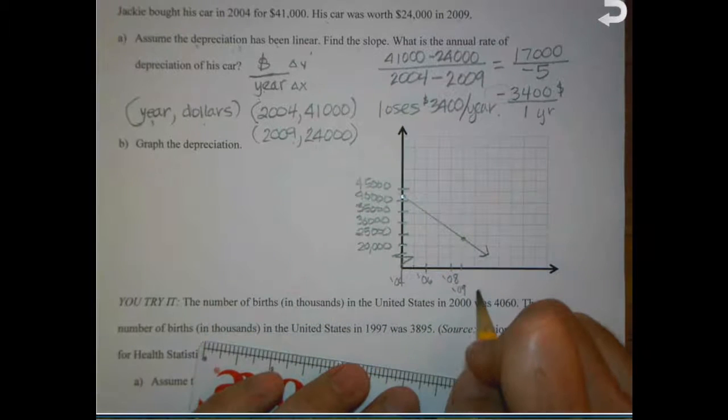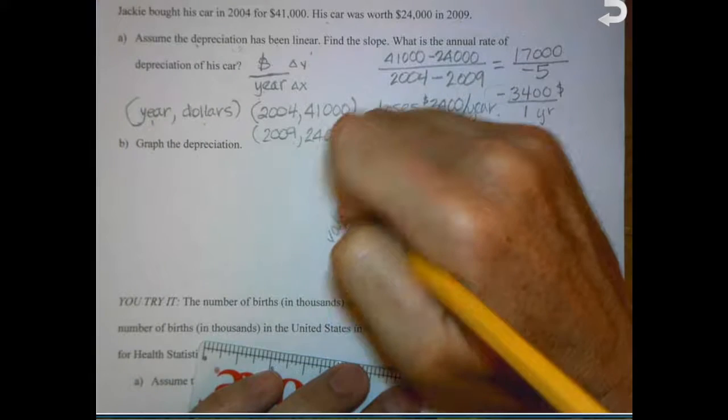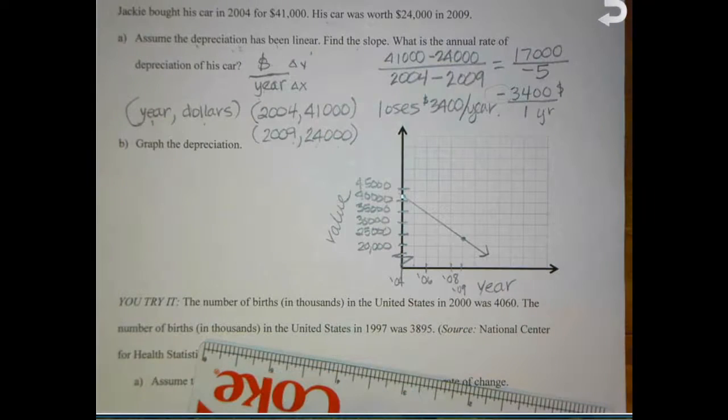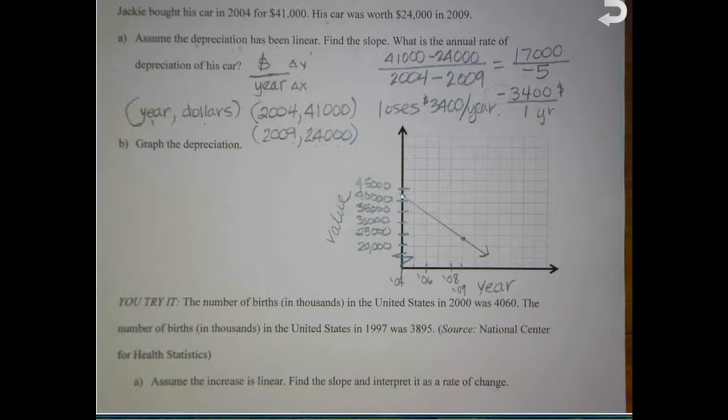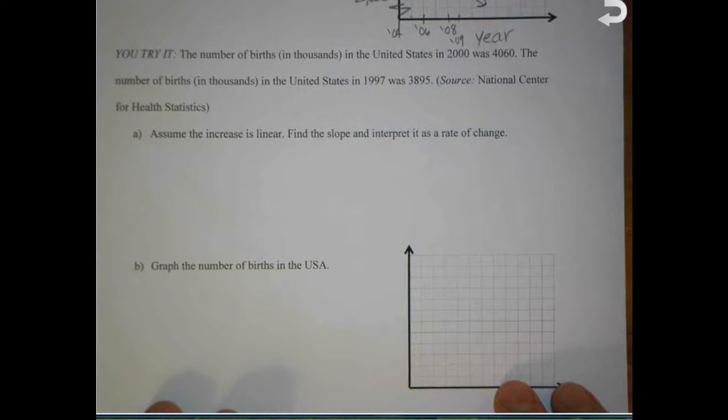If we want to finish it out, we would write year and value for our titles on our table. Okay, one for you to try. You can go ahead and pause the video.